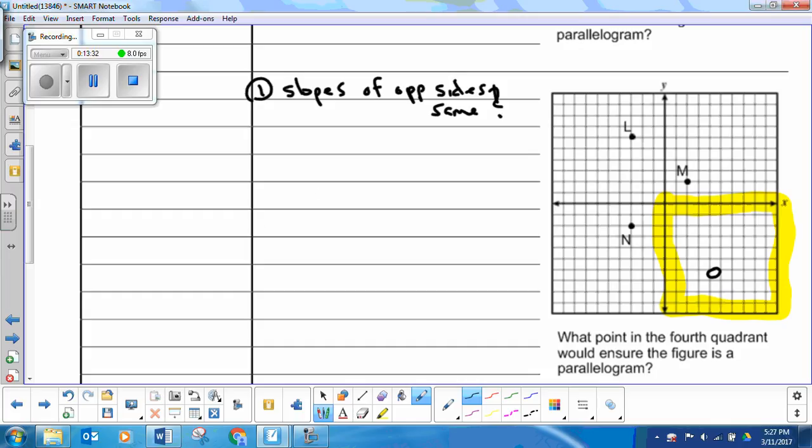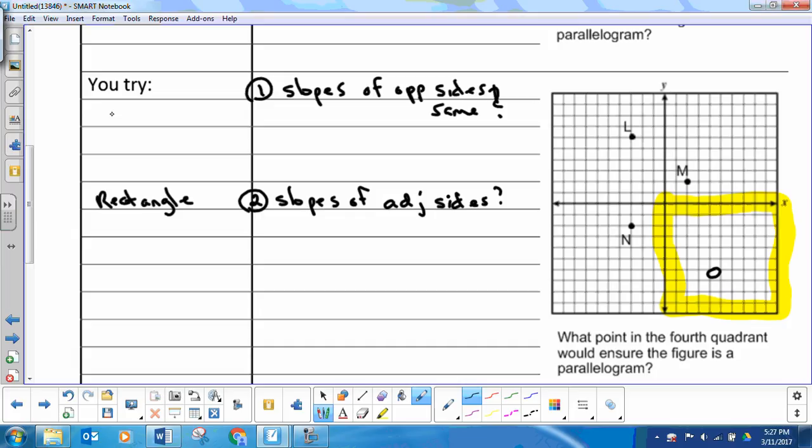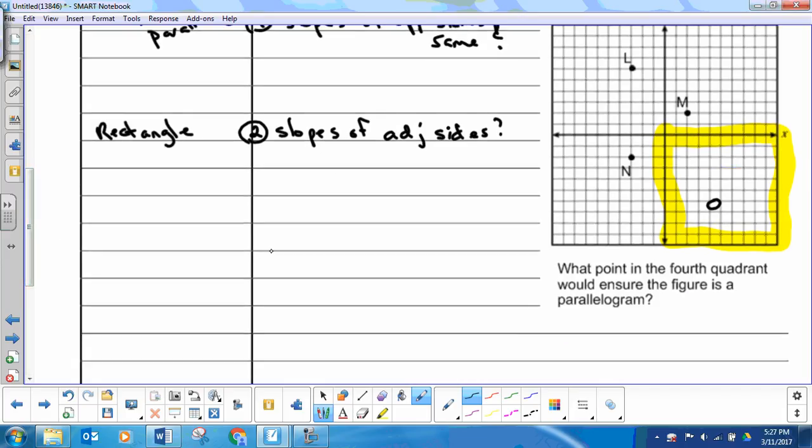And then you want to look at the slopes of the adjacent sides. That would help us determine if it's a rectangle. The first part is parallelogram. And then finally, we're going to look at the distance or the length of the adjacent sides to confirm we've got a rhombus or not. So lengths of adjacent sides.